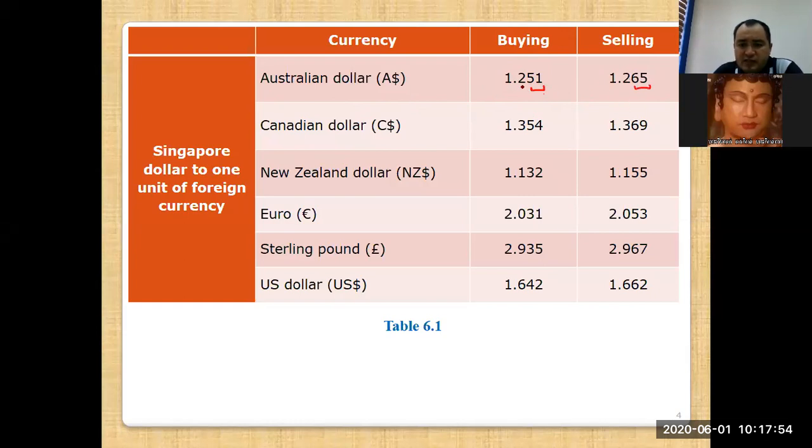The difference is 0.014, right? So that means that is the profit the bank is making by doing this conversion. Similarly for the Canadian dollar, if you're selling Canadian dollars to the bank, for each Canadian dollar the bank gives you 1.354 Singaporean dollars. If you're buying Canadian dollars, the bank is selling them to you, and for each Canadian dollar you need to pay 1.369. This is how we understand the table.